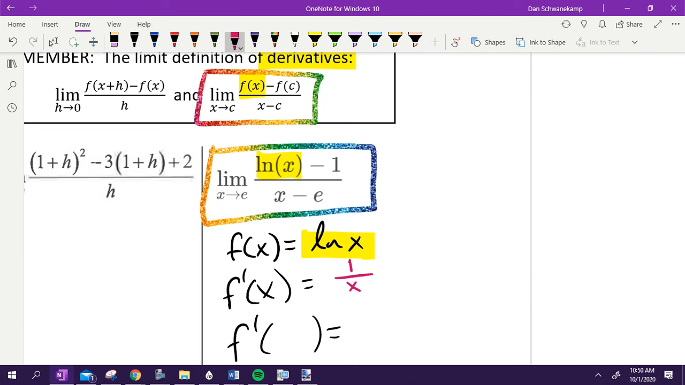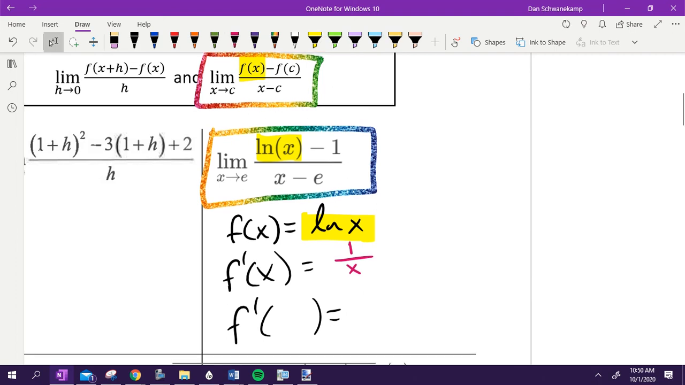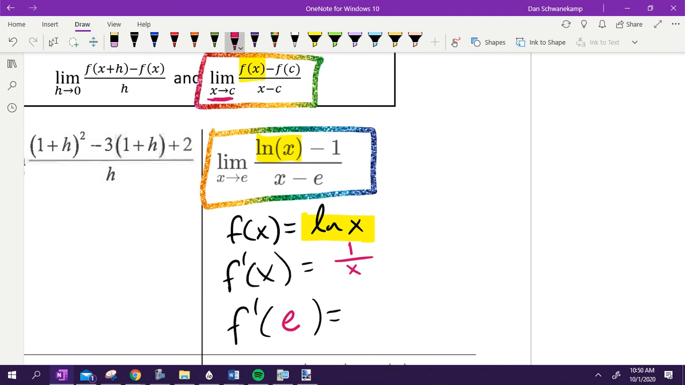Now I need to find f prime at a value. What value do you think I'm going to use here? It is e, because I'm finding that x approaches c, and that c represents what I'm finding the derivative at. Okay, we did that a couple weeks ago, or a couple months ago. But there's our setup. So my final answer here, 1 over e. 1 over e. They're weird.